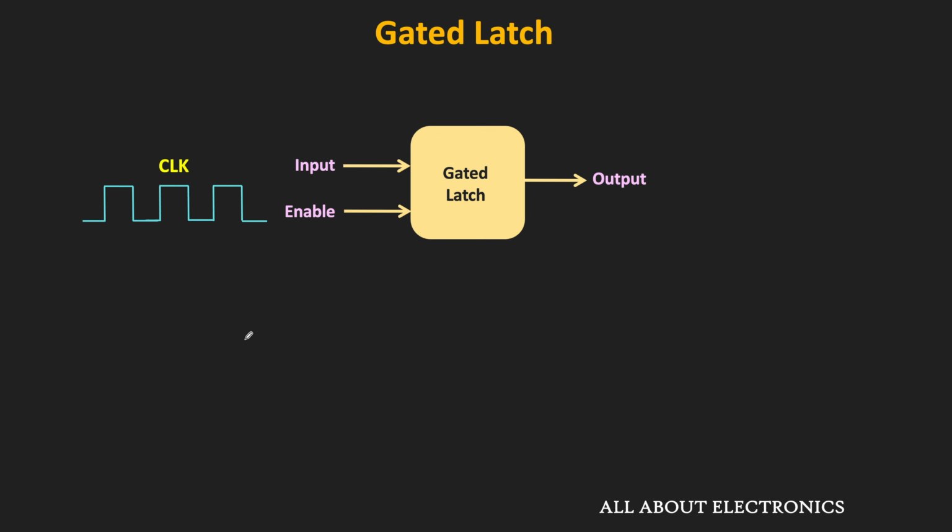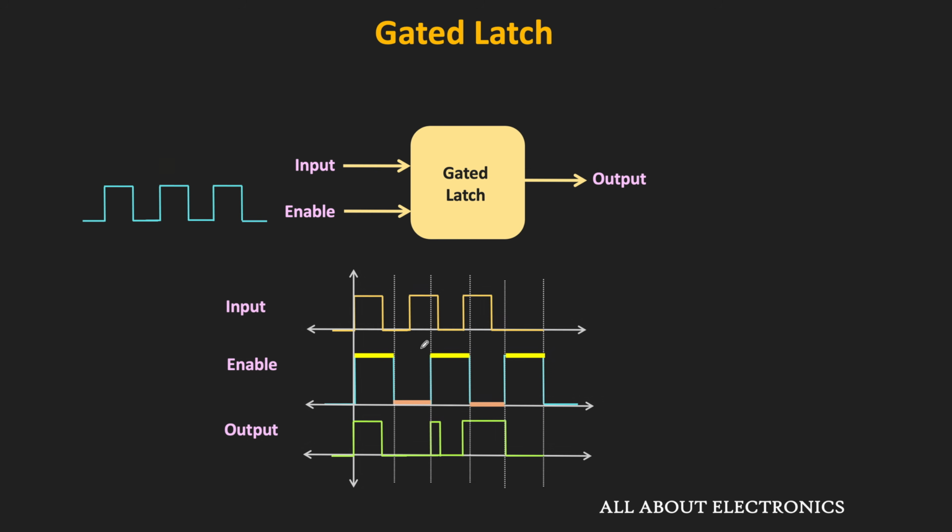Now when we apply the periodic clock signal to this enable input, then the same gated latch can be used as the synchronous memory element, because now this latch will respond to the input when the clock signal is high, and it will remain in its previous state when this clock signal is low. So as you can see, it is sensitive to the clock signal level. But during the on time of the clock, if the input level changes, then it will respond to that change immediately. Let us understand the working of this gated latch with the help of the timing diagram.